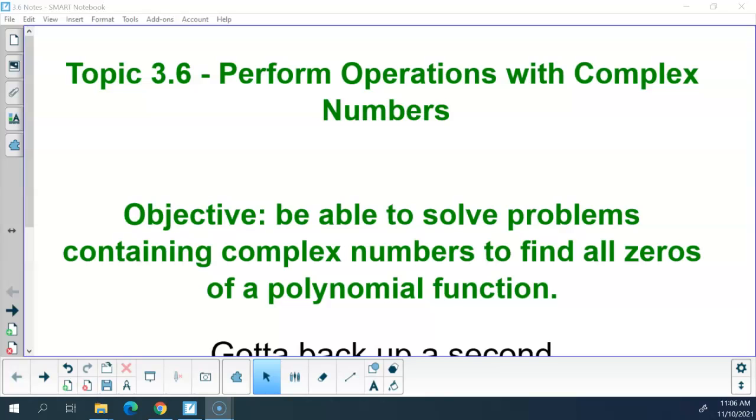Okay. All right. So today we are going to be performing operations with complex numbers. Okay? And so we're going to solve problems containing complex numbers, because what we want to do is be able to find all of the zeros of a polynomial function. Not just pick out the imaginary ones, like we have been doing up to this point in time. Okay? We want to be able to find them all.